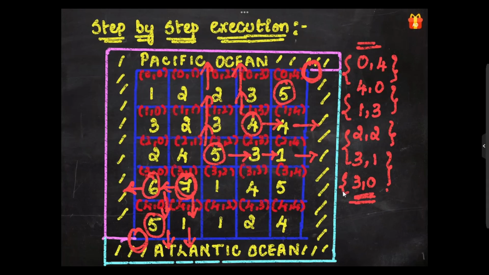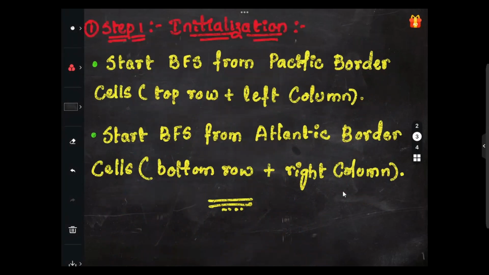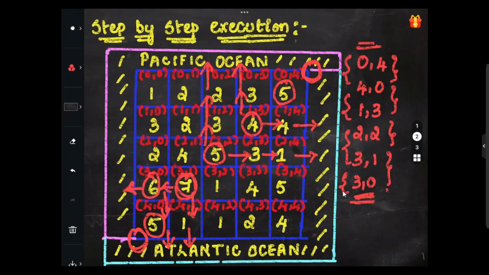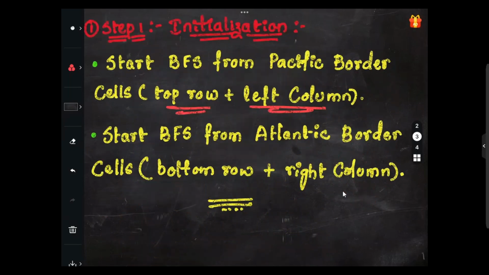Simple. So now what shall we do? Let's discuss the approach first. So now let's go with the step-by-step execution here. We will start BFS from the Pacific border cells, top row plus left column first. Top row, this one, and left column, this one we are speaking of. So in this case, we'll start the BFS from the Pacific border cells, top row plus left column.